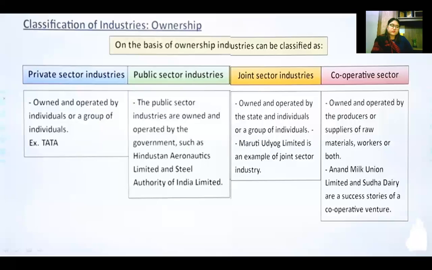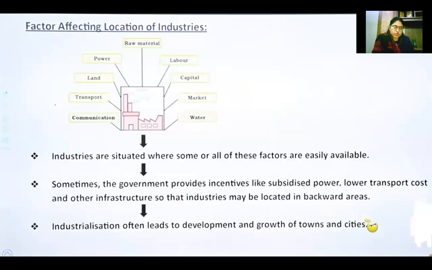So on the basis of ownership, we have four types of industries. Private sector, completely by an individual or a group of individuals, with no involvement of the government. Public sector, completely owned by the government, with no private sector interference. Then joint sector is a combination of both private and public, and cooperative is where the chain of retailers is there, a chain of buying and selling, and all are getting profit from that. For example, Anand Milk Union Limited, Amul Milk, and Sudha Dairy is also an example. So these were the classification of the industry. We are done with the classification.